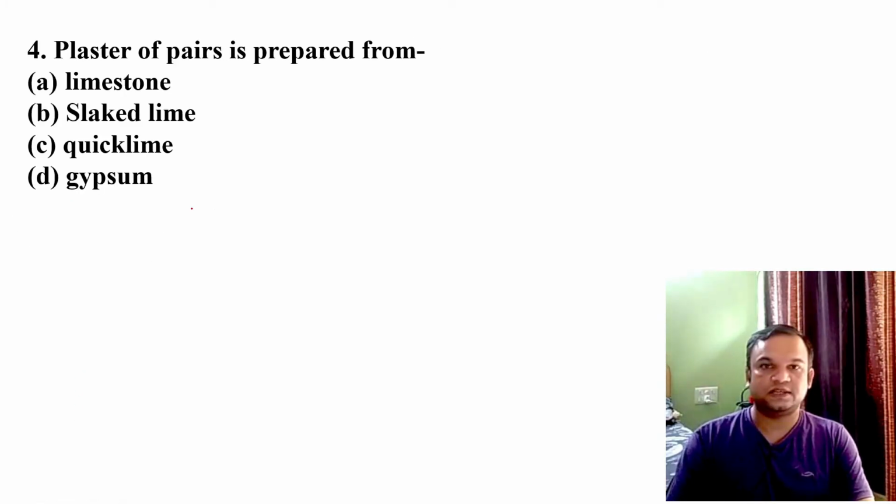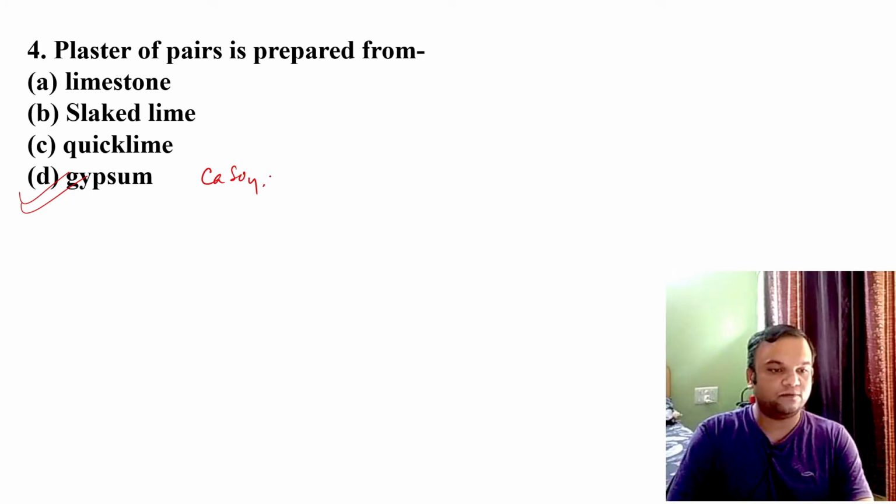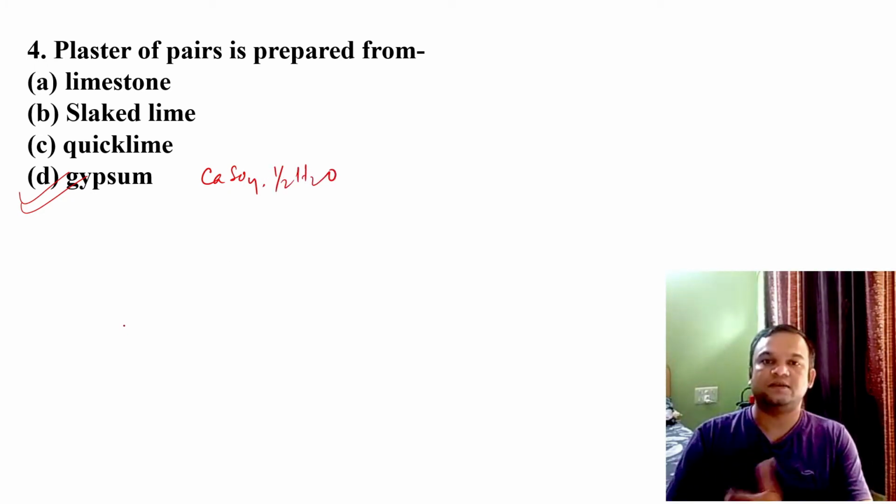The next question says, plaster of Paris is prepared from. The option will be gypsum. Gypsum is CaSO4.2H2O, and when we heat it and then add some amount of water to it, it becomes plaster of Paris.